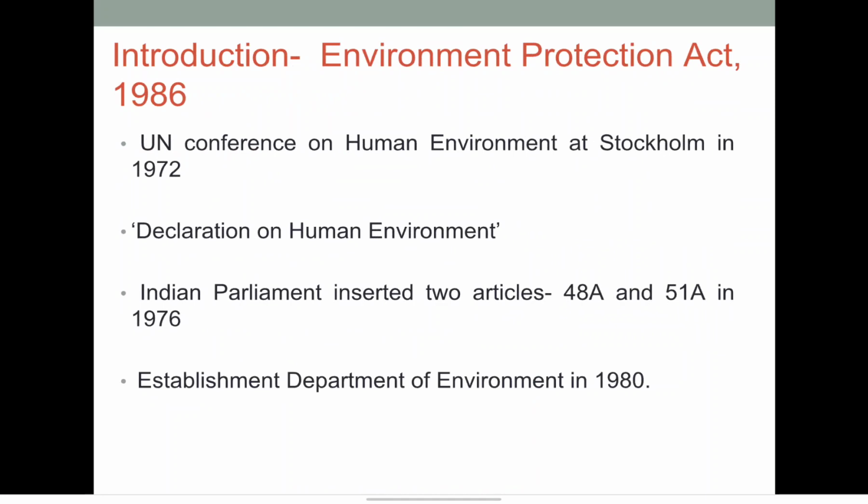Okay, and in the year 1976, Indian Parliament inserted two articles, that is Article 48A and 51A. Article 48A states that the state shall make provisions to protect and improve the environment and safeguard forest and wildlife of the country. And Article 51A states that it is the duty of every citizen to protect and improve the natural environment. So these two articles were inserted in 1976, and subsequently a Department of Environment was established in the year 1980.